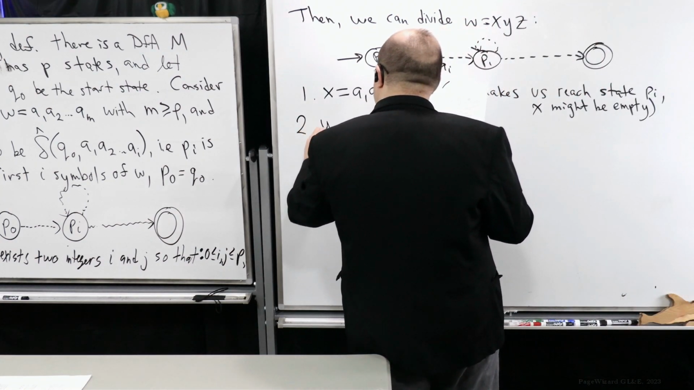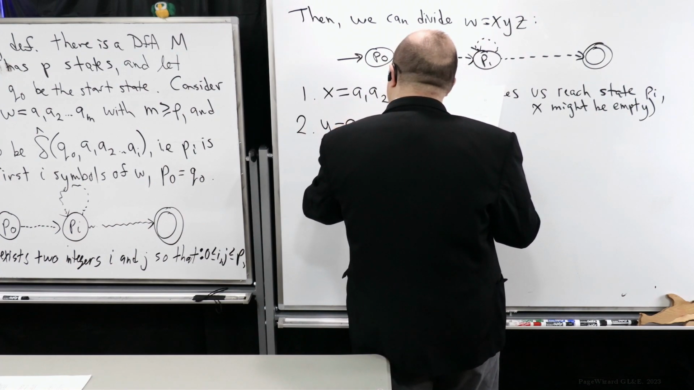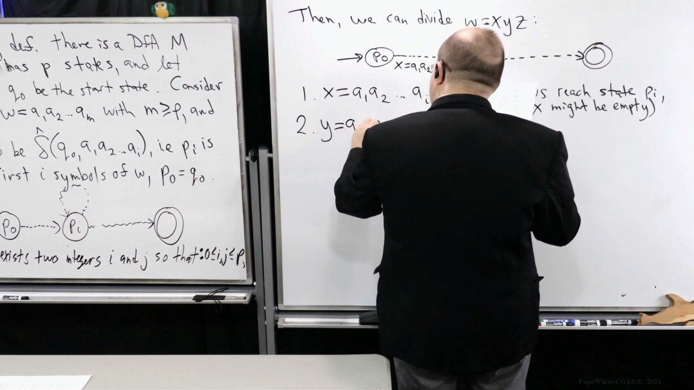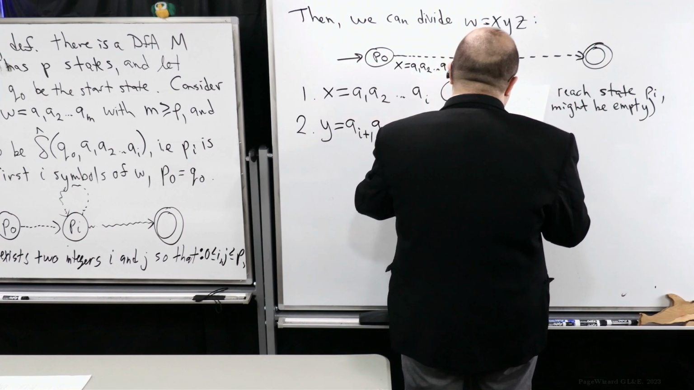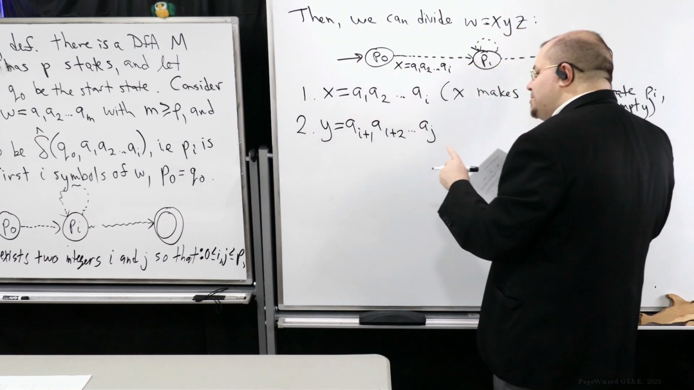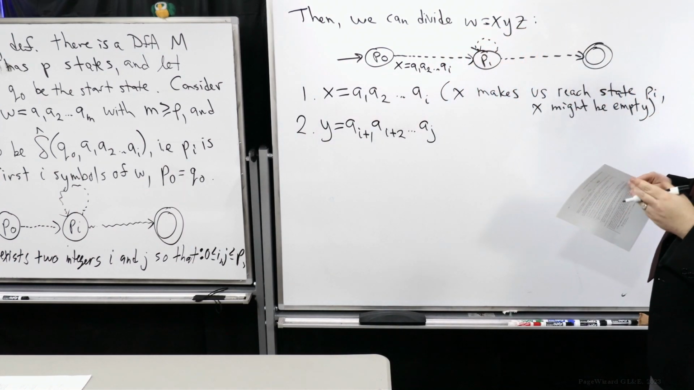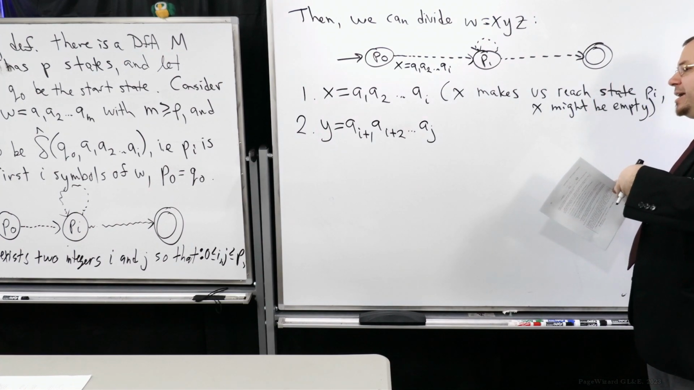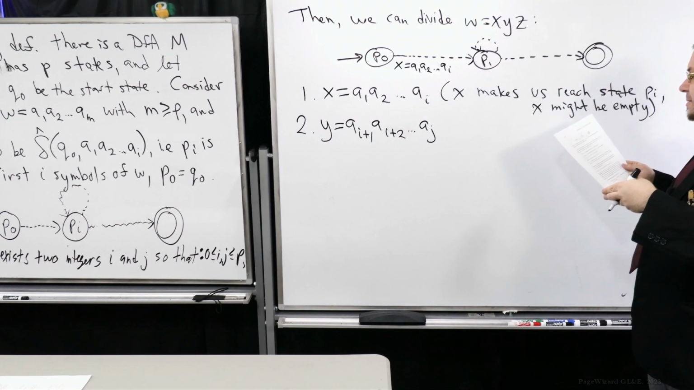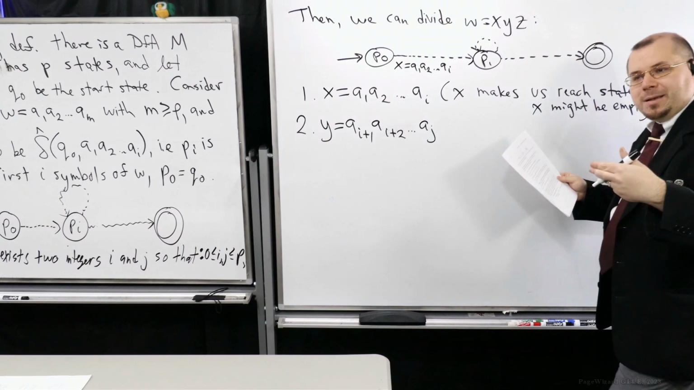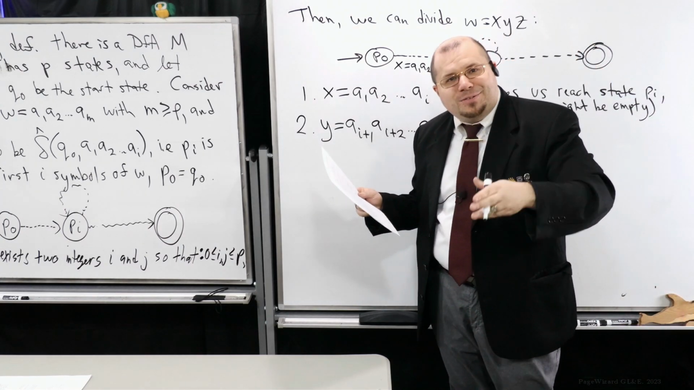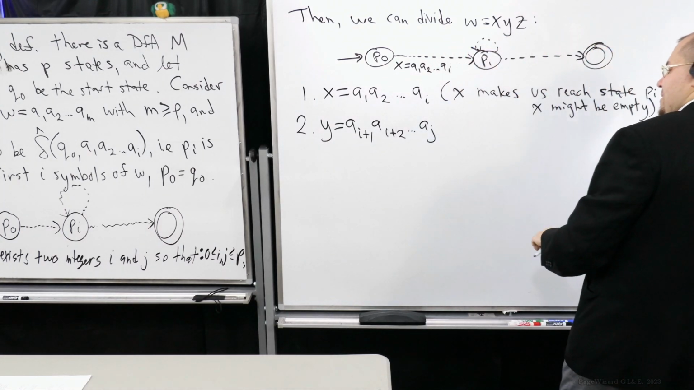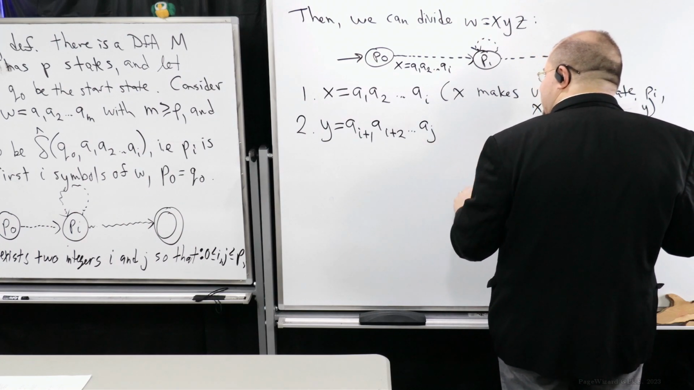Next, based on what we discussed previously, I get Ai+1, Ai+2, all the way up to Aj, right? And we established that when I get to reading Aj, that puts me back at Pi, right? Because Pi is equal to Pj. So take note of the subscripts here.